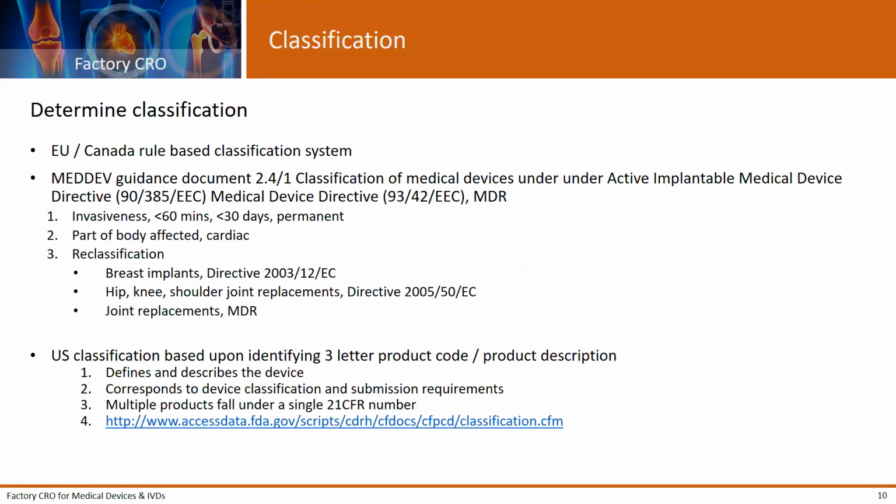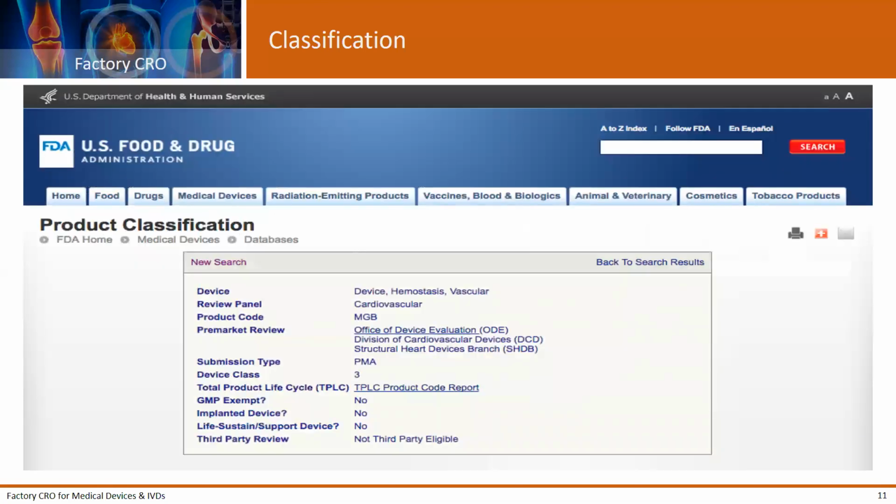Please advance to the next slide. For example, I put in a vascular closure device. I looked for vascular and hemostasis, and this is what the database comes up with. It's class 3. The submission type is a PMA, consistent with what we've seen in the matrix, PMA for class 3 products. And you see there is no third-party review acceptable.